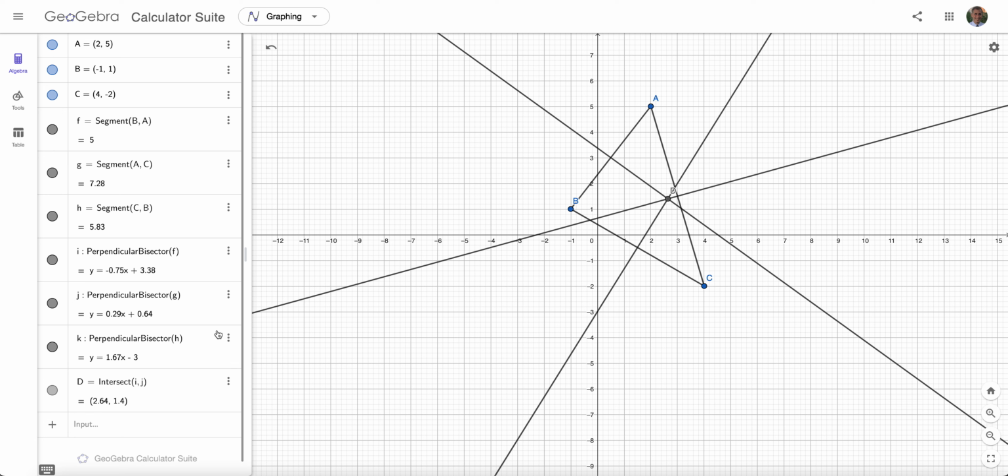Okay, so hopefully you appreciate this information on how to find perpendicular bisectors using GeoGebra.